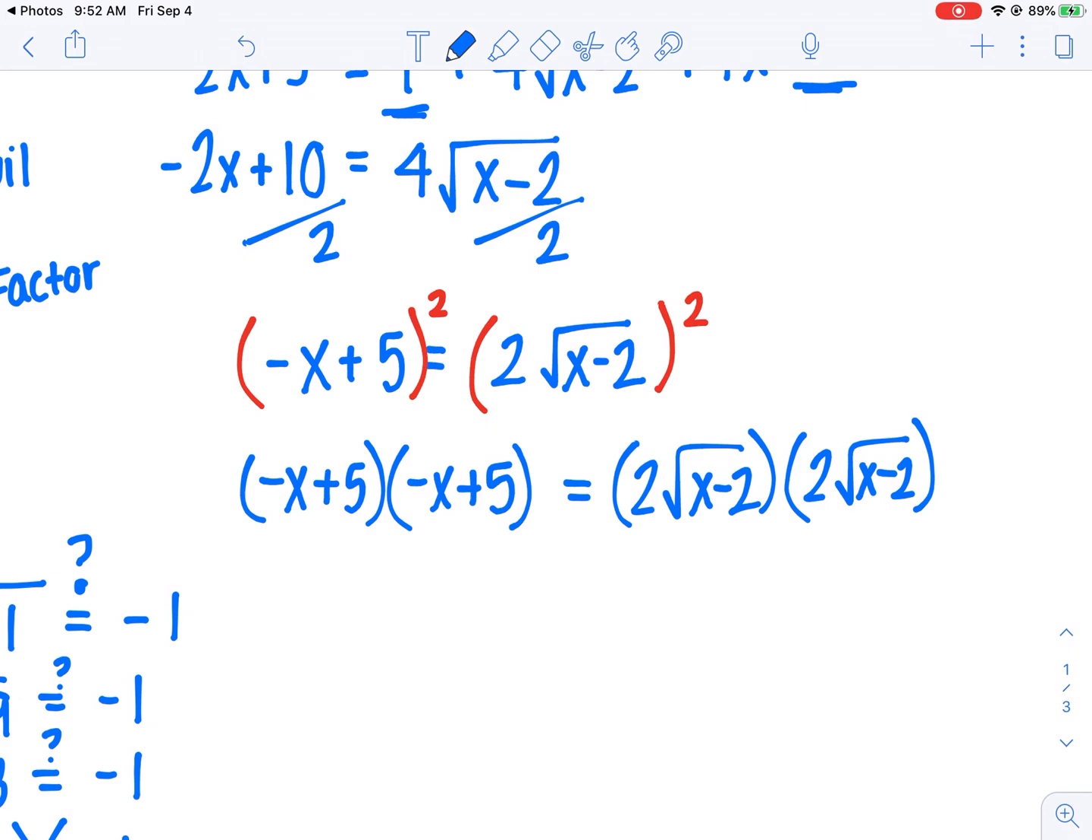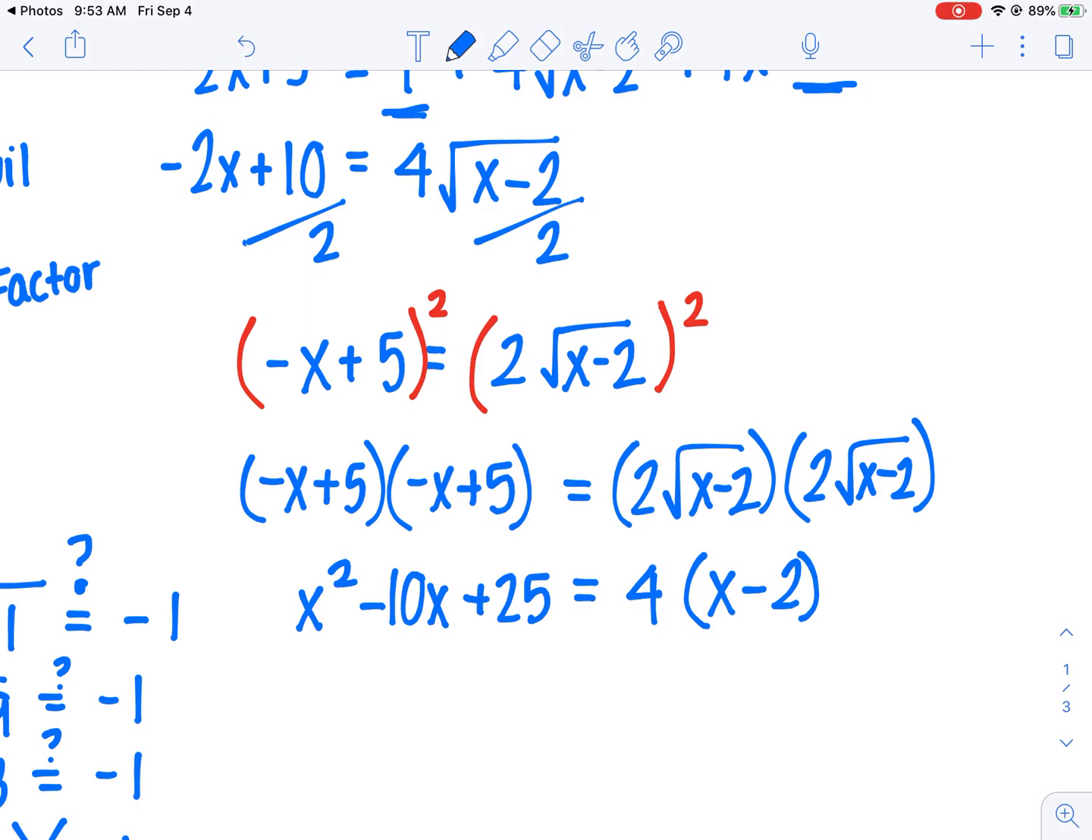When we FOIL the left side, I end up with x squared minus 10x plus 25. This one, the 2's on the outside will multiply together to get 4. Just like before, if you multiply the square root of x minus 2 times the square root of x minus 2, you just get x minus 2 in parentheses. Let's distribute those.